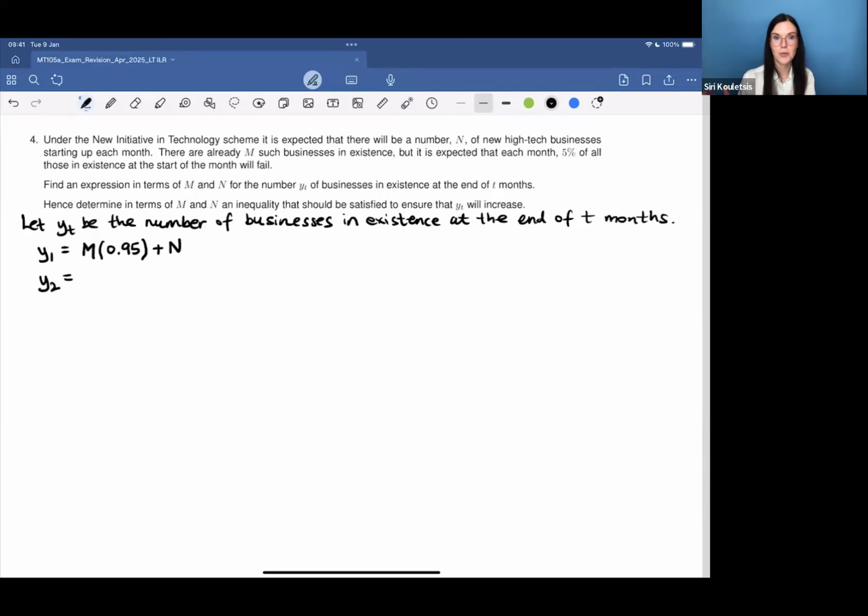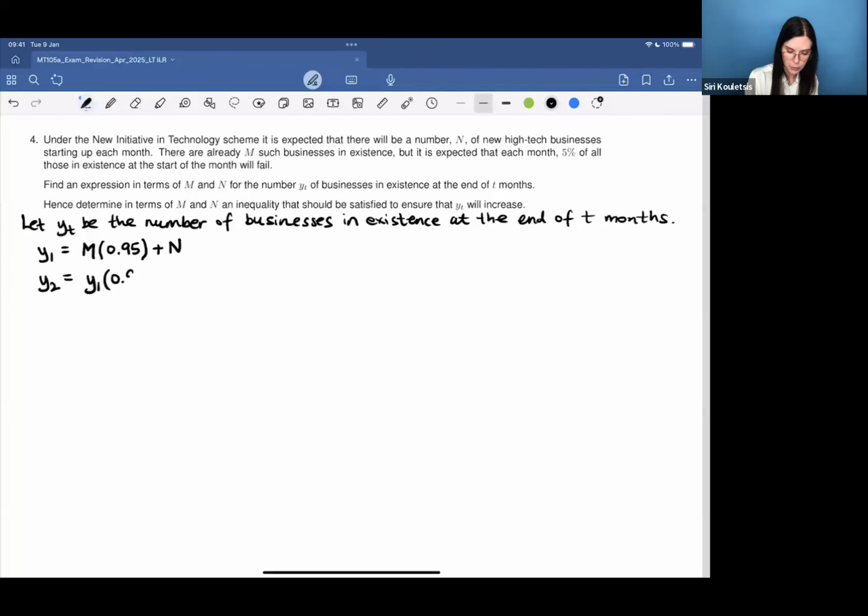Now Y2, again, what does it mean? The number of businesses in existence at the end of 2 months. So what did we start with? If we follow the pattern above, we started with Y1 businesses, because that's what we had at the end of month 1. They were still there at the beginning of month 2.